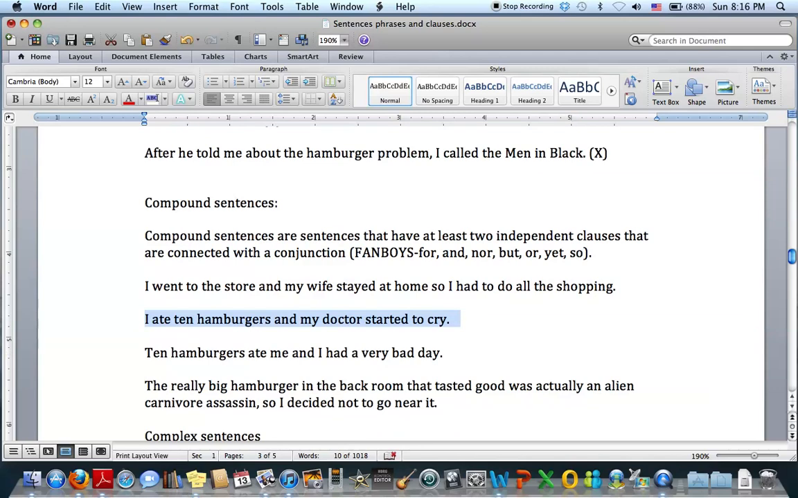The really big hamburger in the back room that tasted good was actually an alien carnivore assassin, so I decided not to go near it. This one's a little bit different. Can you see why? I'll tell you what. Pause the video briefly. Just go ahead and hit pause and see if you can figure out why this one is not the same as these three right here. Go ahead, hit pause.